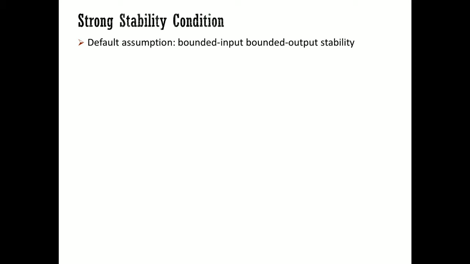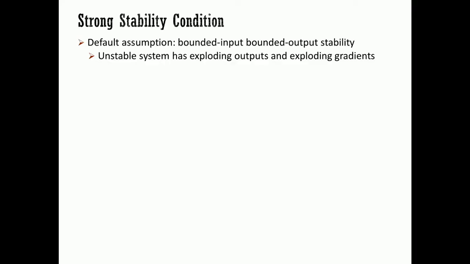about this system. This is so-called bounded input, bounded output stability. As the name suggests, if you give the system a bounded input sequence, you expect the output to have a bounded norm that only depends on the system. This is a default assumption because an unstable system has exploding outputs and exploding gradients. And it's also not quite clear why we want to learn an unstable system in the first place.